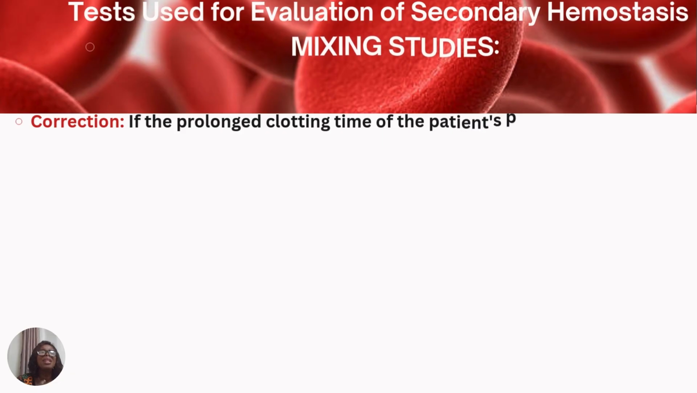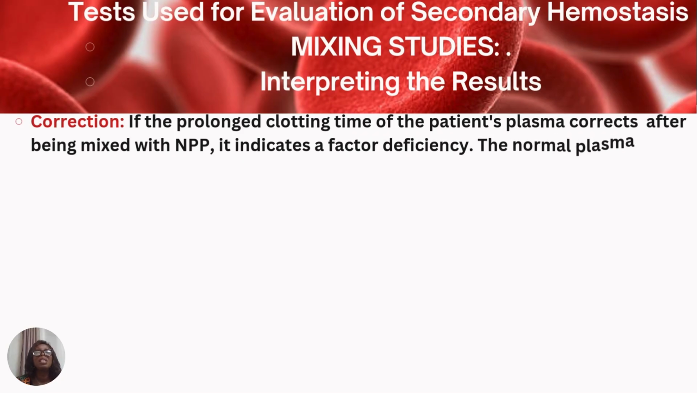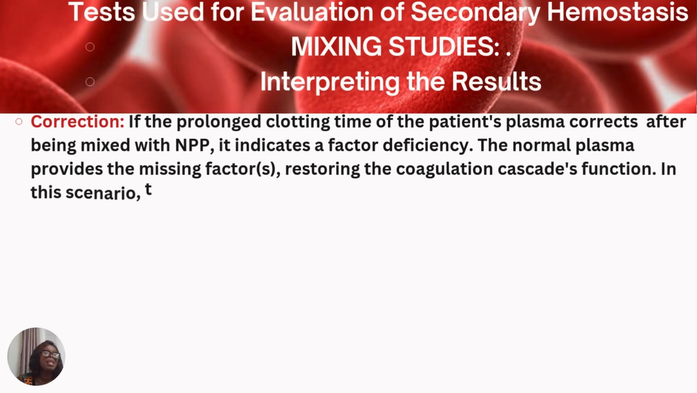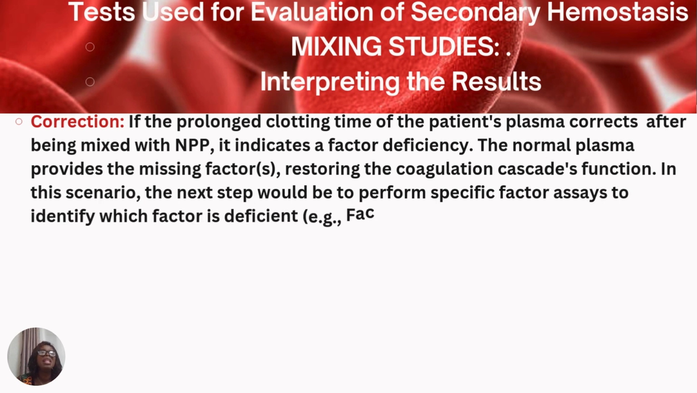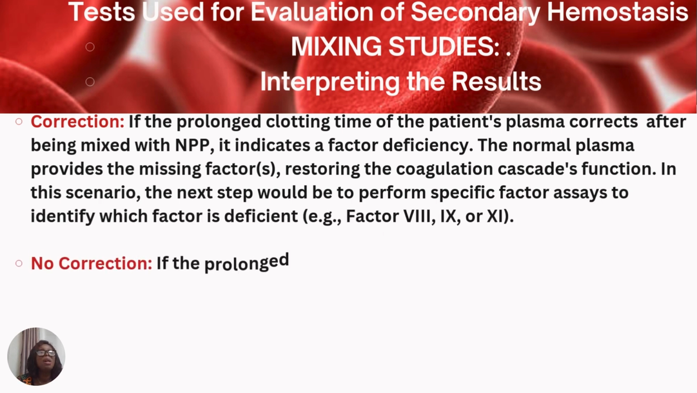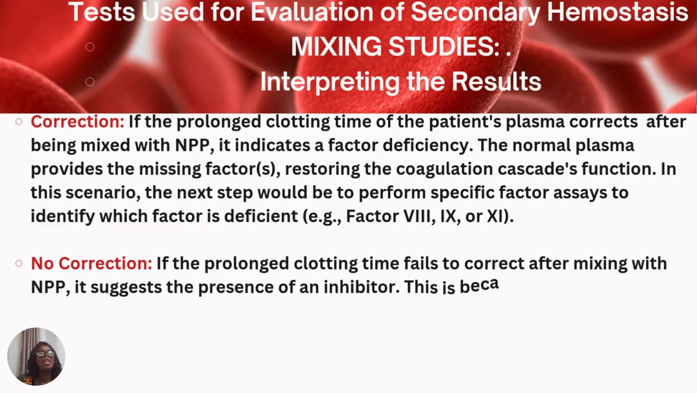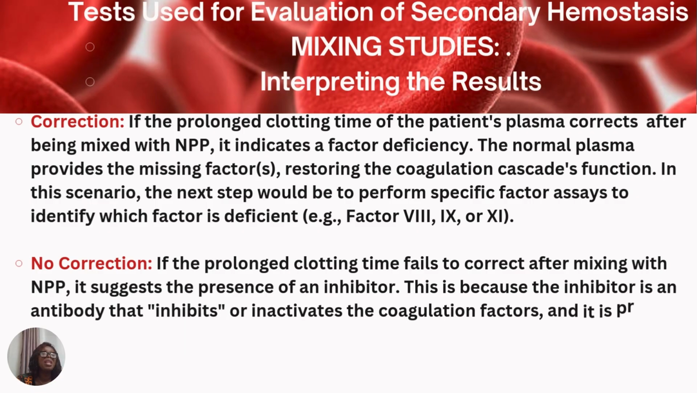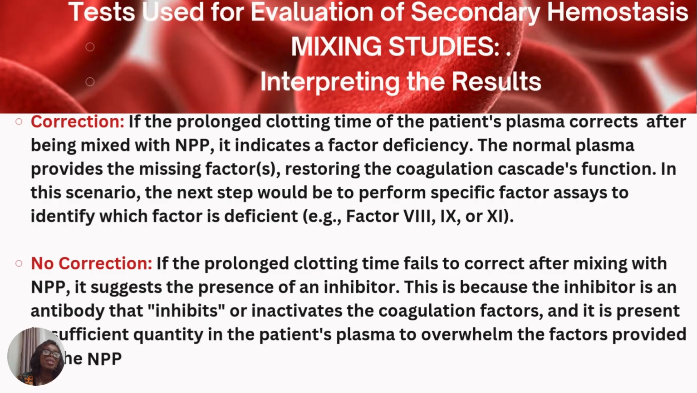Now, let's look at the result interpretation of mixed study. If the prolonged clotting time of the patient's plasma corrects after being mixed with the normal pool plasma, that is, if there is a correction of prolonged PT or aPTT when you repeat the test using the mixed plasma, then it indicates a factor deficiency. The normal plasma provides the missing factors, restoring the coagulation cascade function. In this scenario, the next step will be to perform the specific factor assay to actually identify which factor is deficient. Example, factor 8, factor 9, or factor 11.